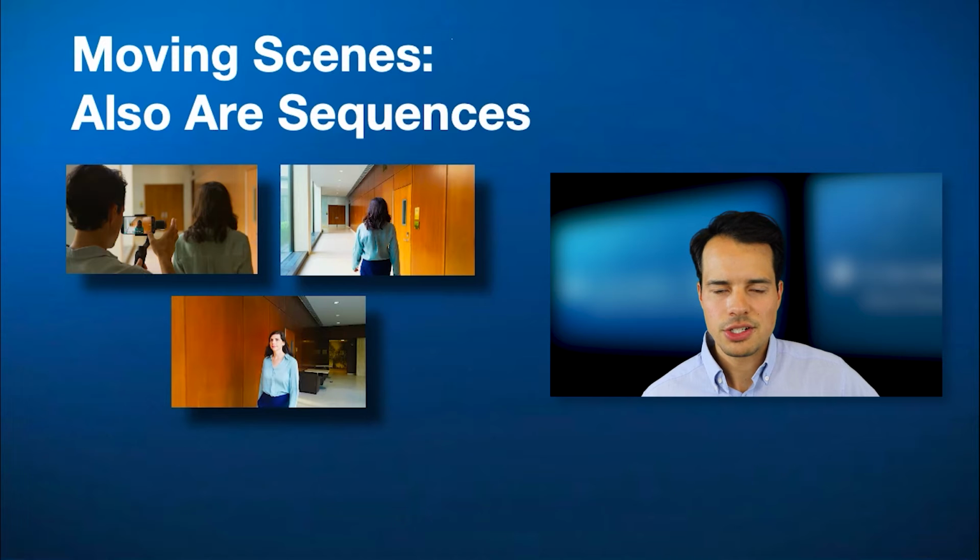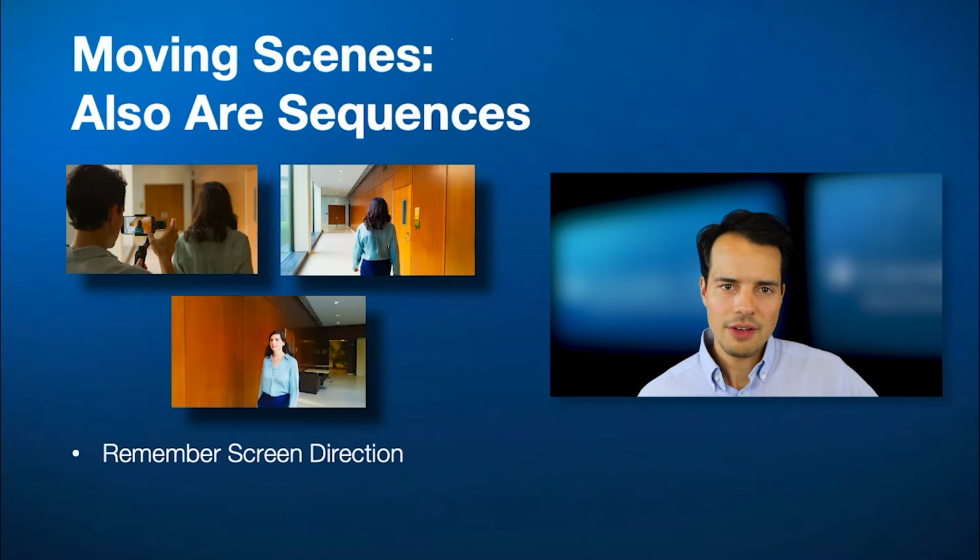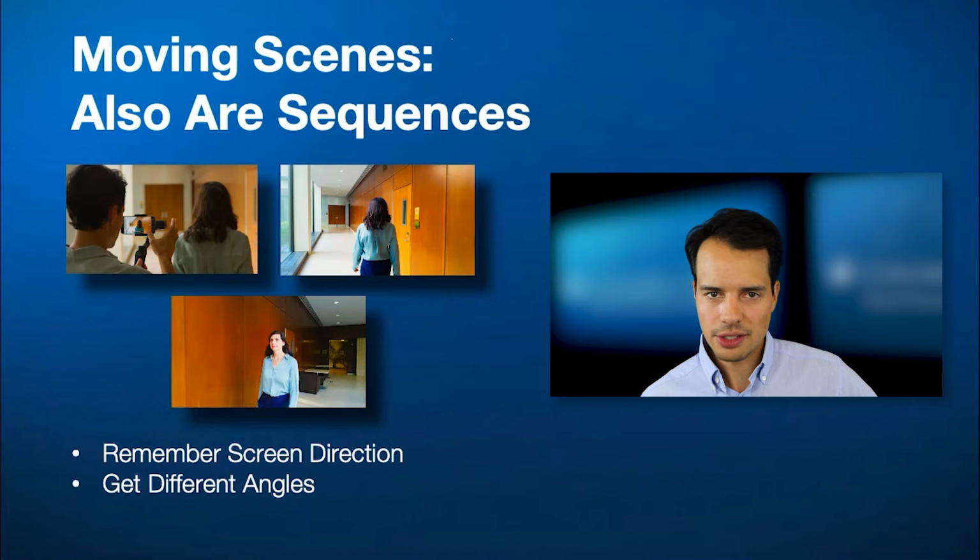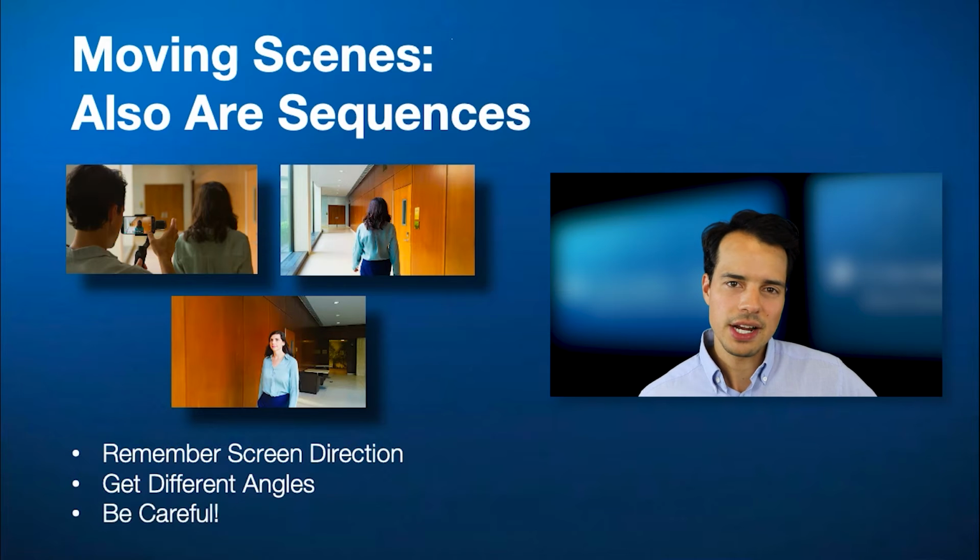Now, moving scenes are also sequences. So when we're shooting a moving scene, we want to remember that if we're having the subject move, let's say from left to right, all the shots need to happen in the same way or show the same sort of action. Also, remember to get different angles. So if I'm filming someone walking, we want to get a shot from the front side of the person and then also behind them. When you're moving though, remember, be very careful because you're part of a live environment and you're focusing on your camera. It's very easy to run into things.